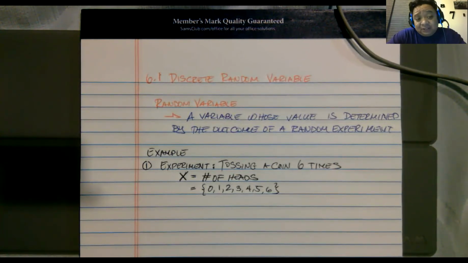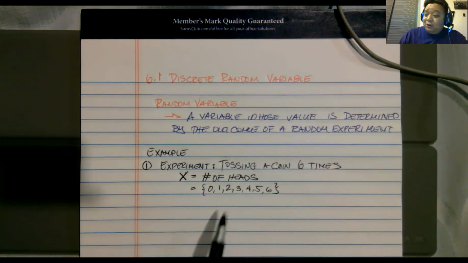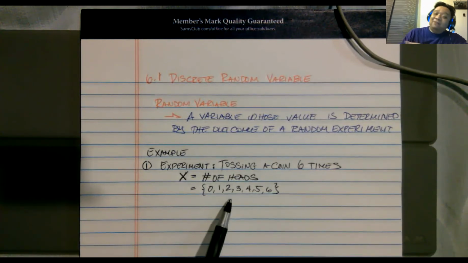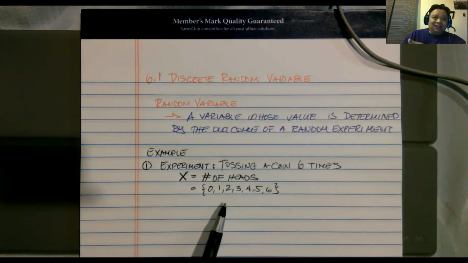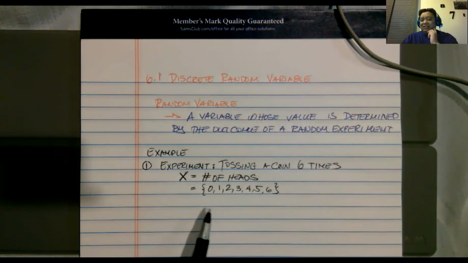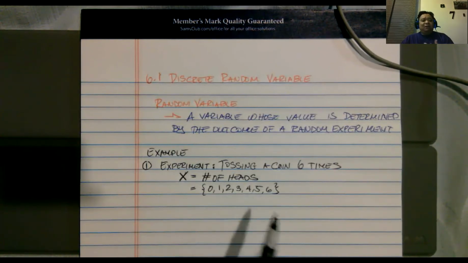Note it's also discrete, right? Because there's no way to get 2.5 heads. You cannot have half a head. So when you toss a coin, you can't have half of that. It's either 0, 1, 2, 3, 4, 5, or 6. So that's the first thing. They are discrete. Second, they are disjoint.